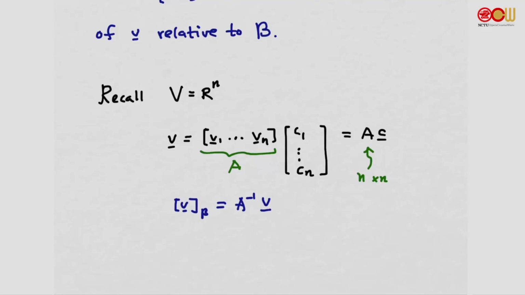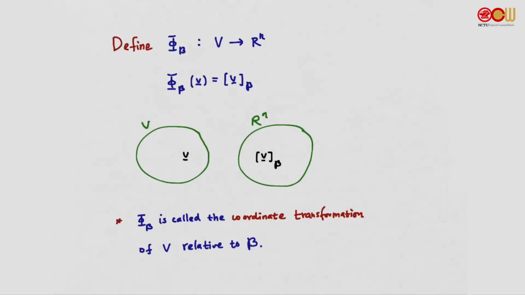Let us define something called a coordinate transformation to help us here. Let us define a mapping from V to Rn. The image of a vector v in the vector space V is the coordinate of the vector relative to the basis. So here is the vector space V, and this is Rn, and phi beta, the mapping phi beta, is a mapping from V to its coordinate.